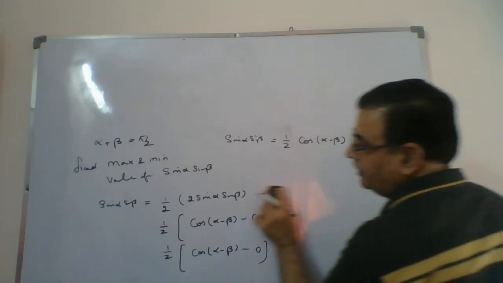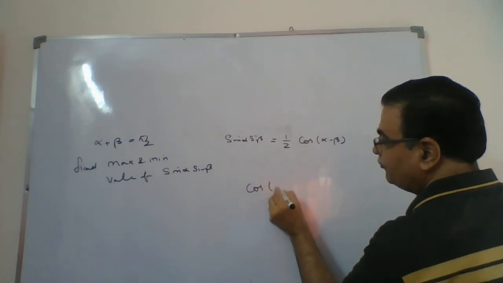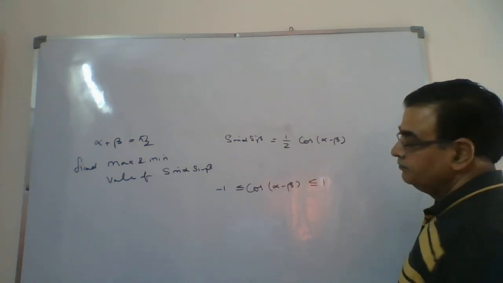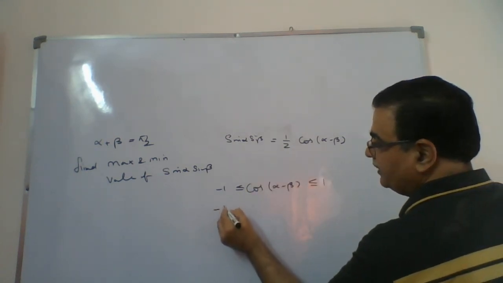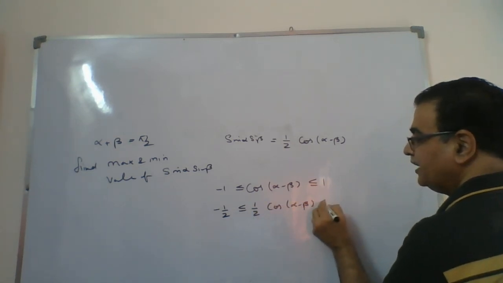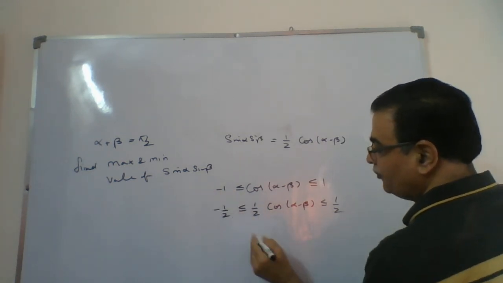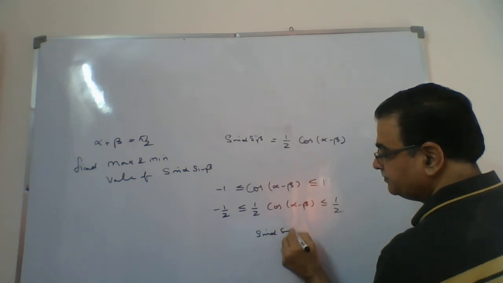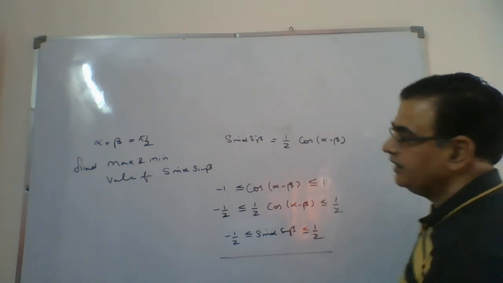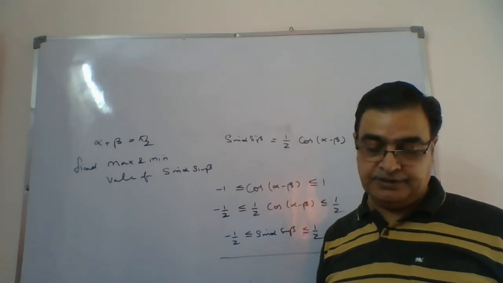After getting this result, we have already seen that cos(alpha minus beta) comes out to be between minus 1 and 1. So half of cos(alpha minus beta) is between minus half and half. This result is your sine alpha sine beta. It has come out to be minus half to plus half. Again, we'll say the maximum value is half and the minimum value is minus half. So this way you will complete this exercise.